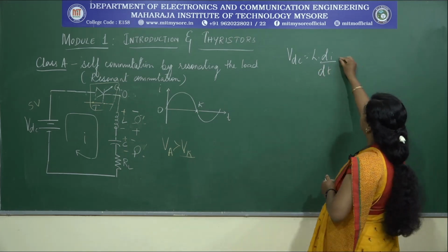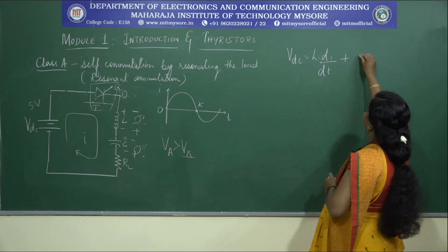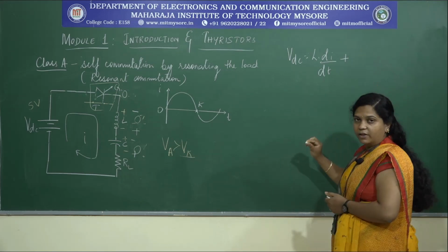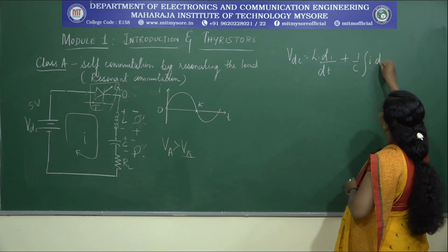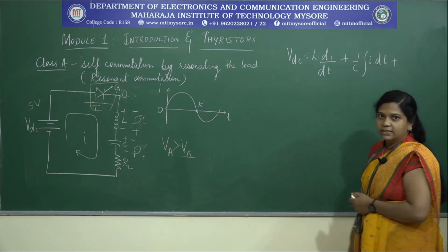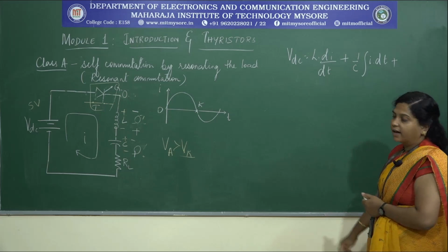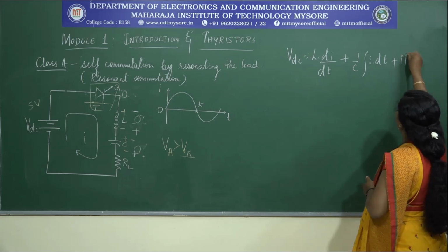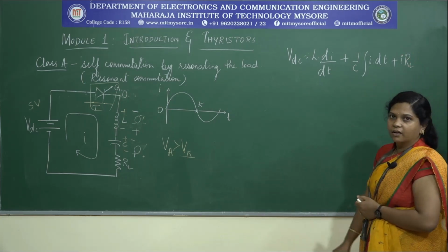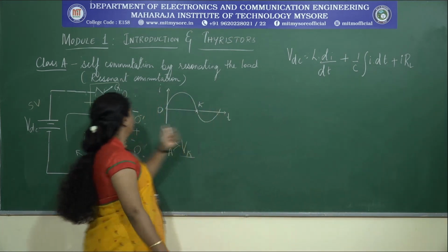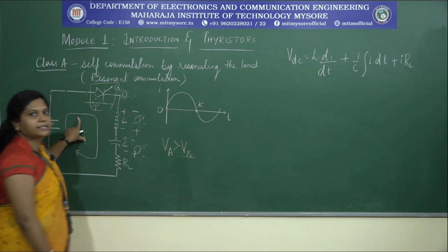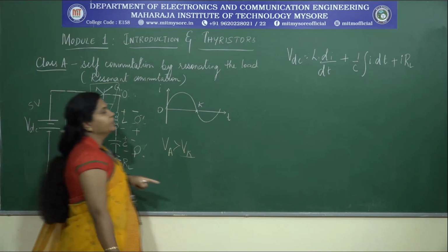L into di by dt plus, if you have a capacitor, how will you write the equation? 1 by C integration of I into dt, plus you have the resistor RL load, plus I into RL. Okay, so this is the generalized KVL that we are applying to the class A commutation circuit.